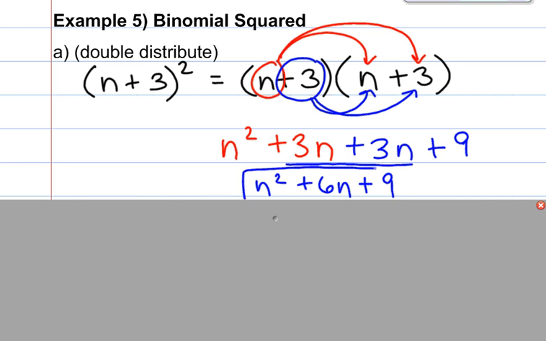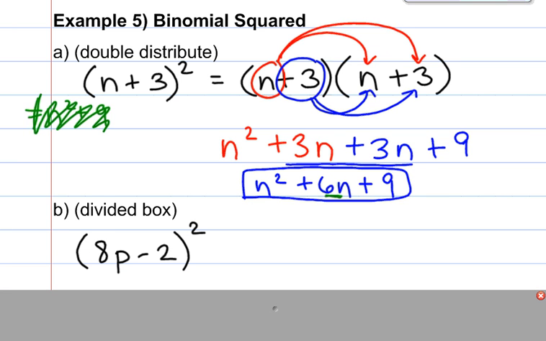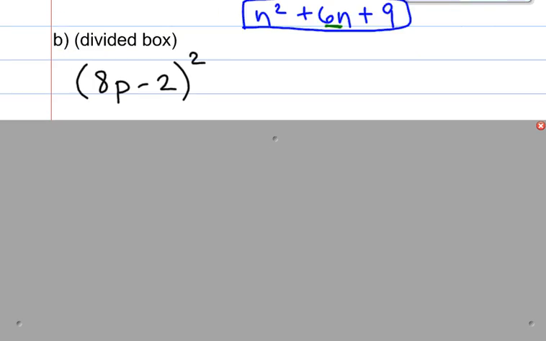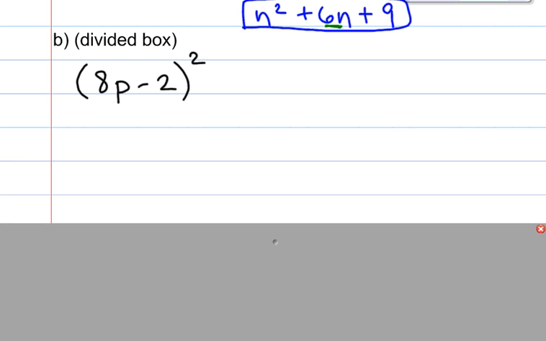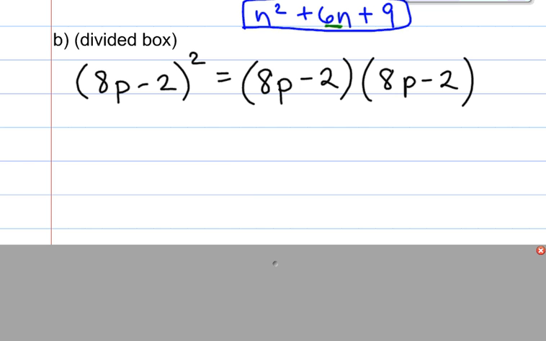And remember at the very beginning, I said that it was not equal to n squared plus 9. Because you can see right there, you've got that 6n. All right, so now we're going to do the same thing, but with the divided box. For part B, we have another squared. Whenever you see a binomial that's being squared, you want to write it out as two things being multiplied together. I'm going to do the box this time.